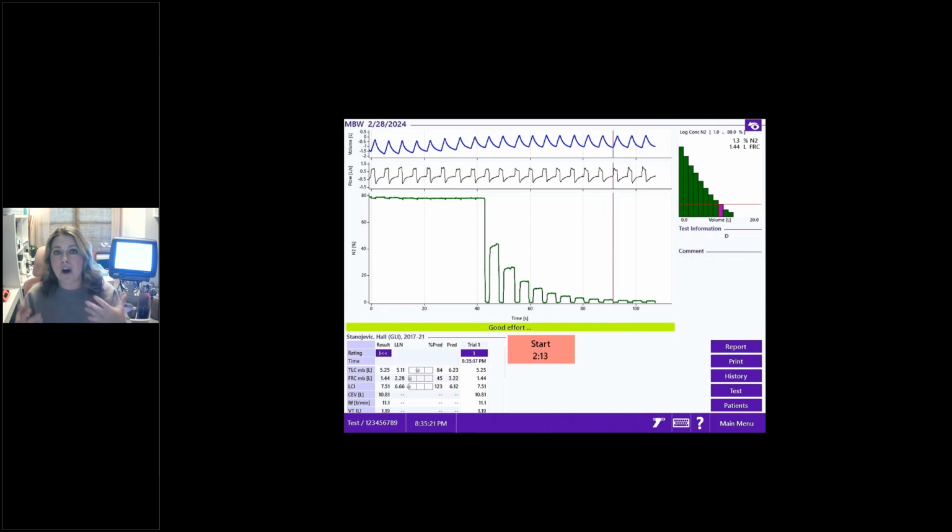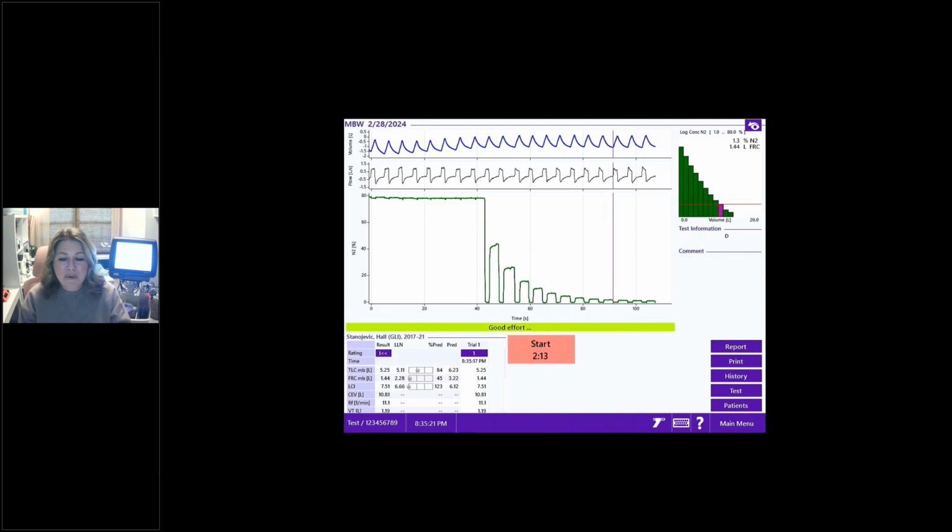But remember, if we are missing a parameter out of SVC, so we didn't have an ERV, we didn't have an IRV, you're going to see that your TLC in multiple breath washout is blank, because we really do need those missing puzzle pieces from the SVC test to be able to give this multi-breath TLC parameter in our test results.